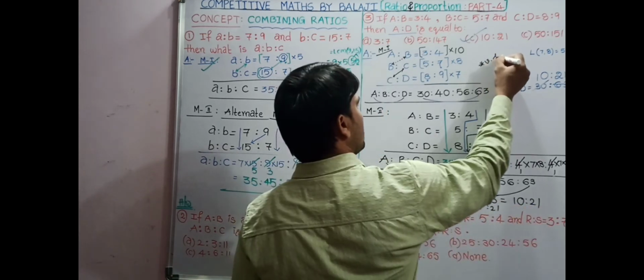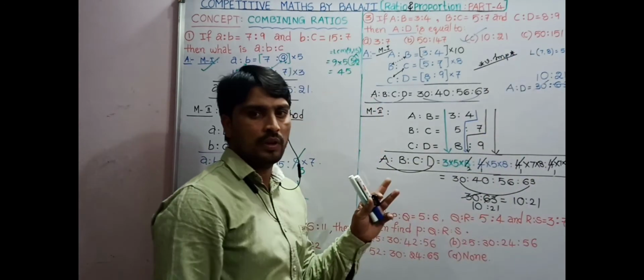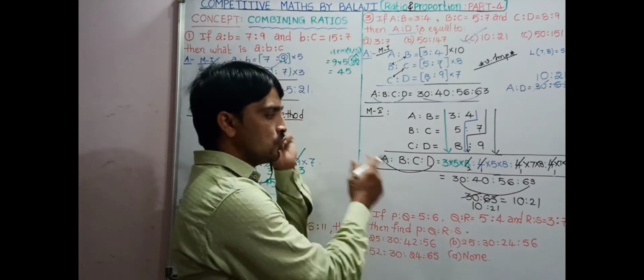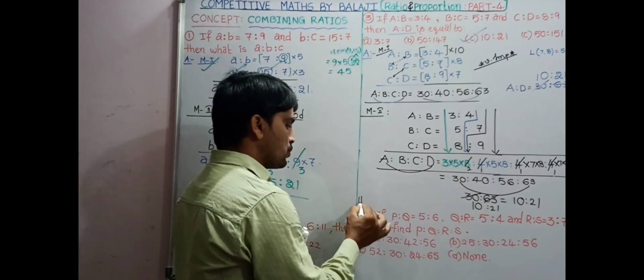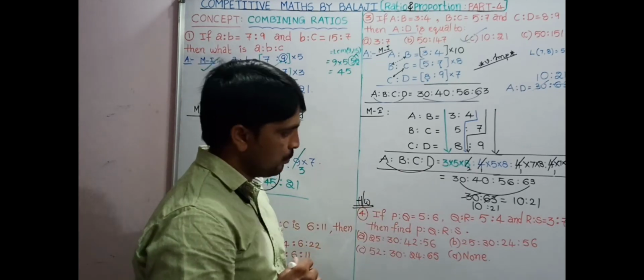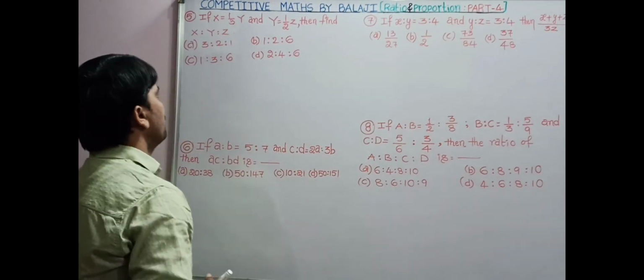But this method is very important. Always use the first method instead of method 2. And the fourth question, as usual, same method. This is homework for you. People, try it yourself. Next question, the fifth one.